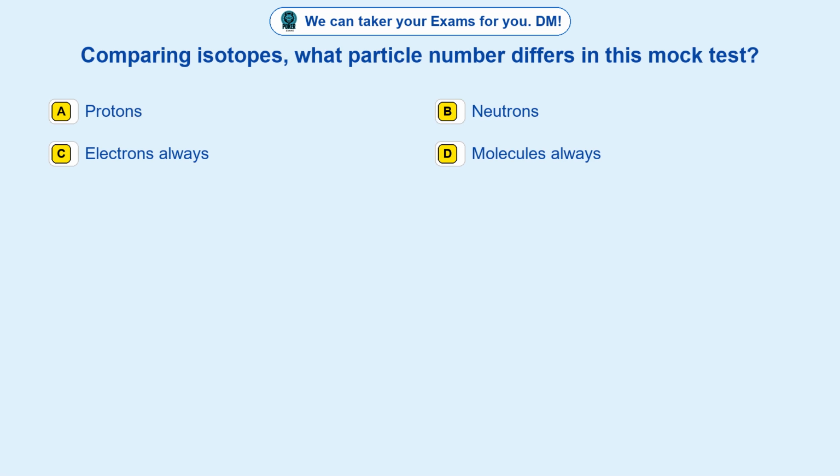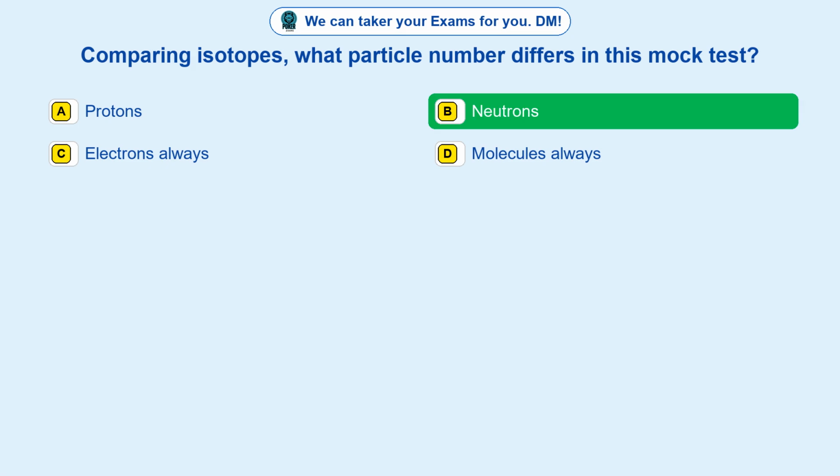Question 42. Comparing isotopes, what particle number differs in this mock test? Option A, protons. Option B, neutrons. Option C, electrons always. Option D, molecules always. The correct answer is option B, neutrons.